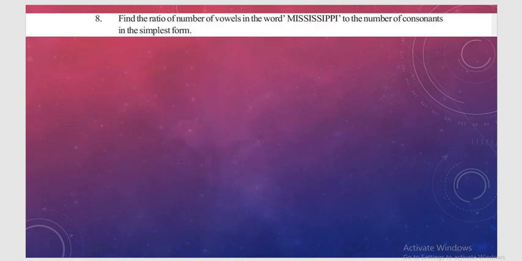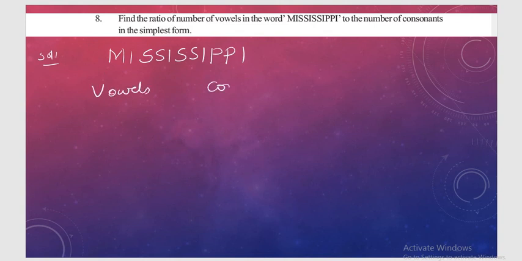Okay, now moving on to one more question. See here, find the ratio of the number of vowels in the word Mississippi to the number of consonants. So we need to take this word, MISSISSIPPI. That is the word that is given. What is asked is to find the number of vowels to the number of consonants. Right? Now we are going to write vowels and consonants.